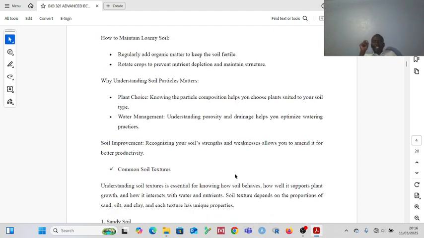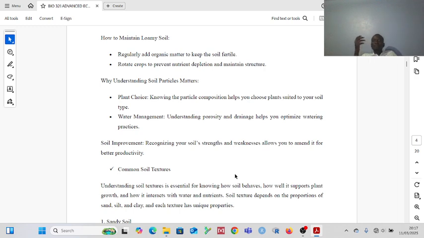The importance of understanding soil particles is that it helps with plant choice. When you know the type of soil particles that your soil has, it will enable you to choose the correct plant, the plant that is suited to the soil type that you have. Second, when you've understood the soil particles, it enables you to know the type of water management skills you need to employ.